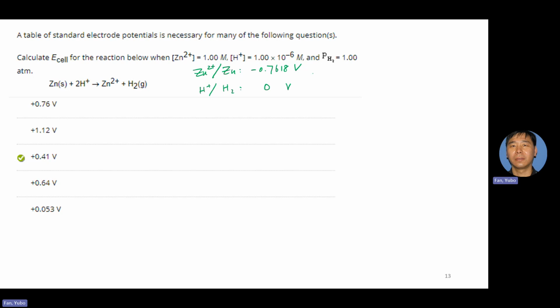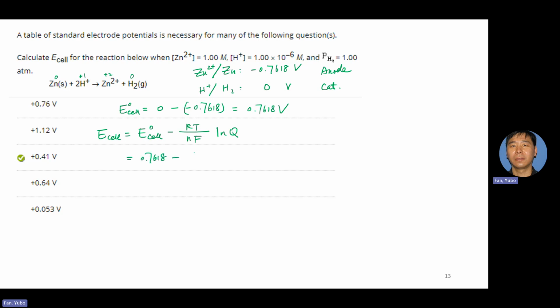So apparently zinc is oxidized from 0 to 2 plus. Hydrogen is from +1 to 0, so hydrogen is reduced. So it is the cathode, and this is the anode. Okay, so we can calculate E cell 0, the standard condition for everything. Then we have cathode minus anode, which is 0 minus negative 0.7618. Then we got 0.7618 volts. Okay, then we can use the Nernst equation. E cell equals E cell 0 minus RT over nF log Q, right?